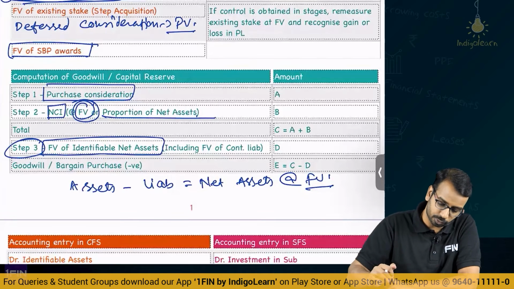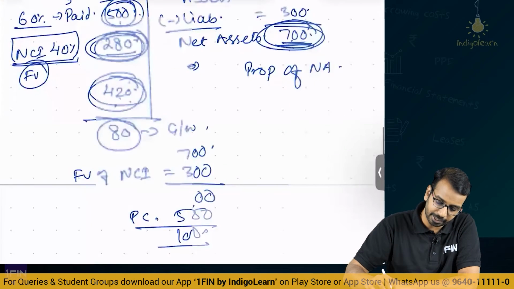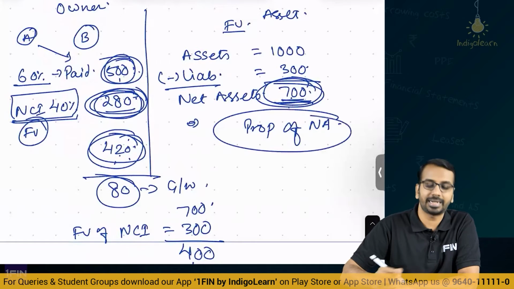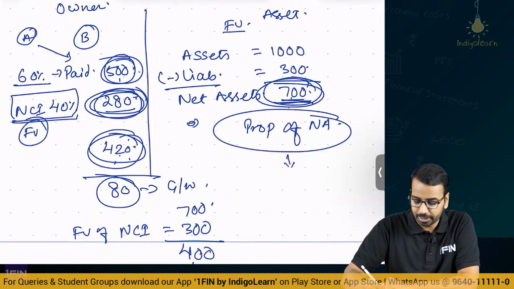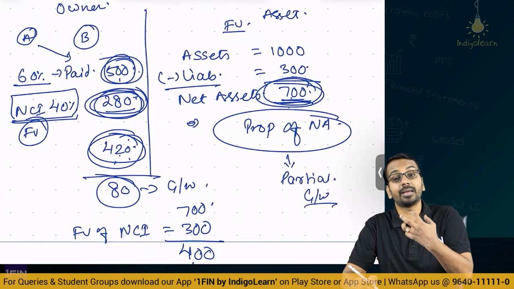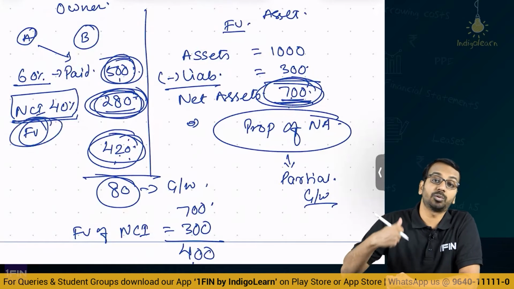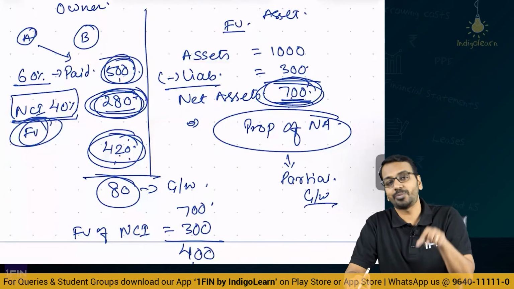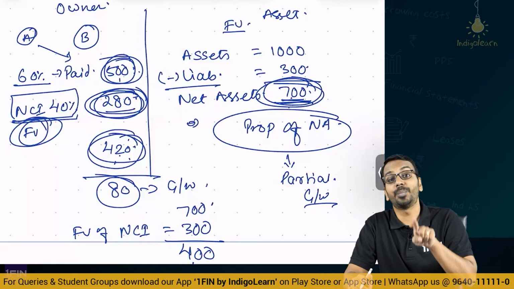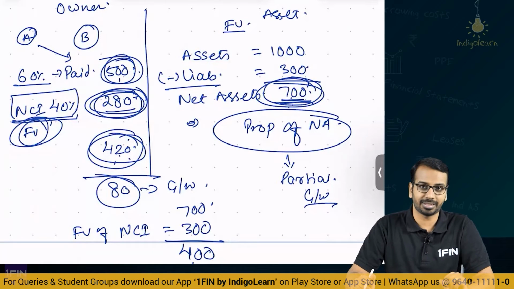Now, one more thing that you have to understand is that if we follow proportion of net assets method, we are calculating something called as partial goodwill. Why partial goodwill? Because I am calculating only for my stake. But if I am using fair value, we are calculating full goodwill. This concept will be relevant also when we do impairment of assets under Ind AS 36.